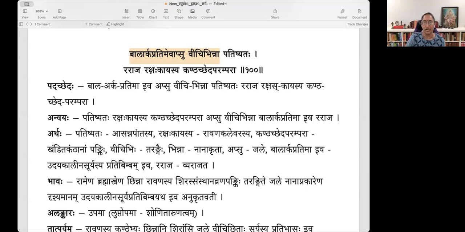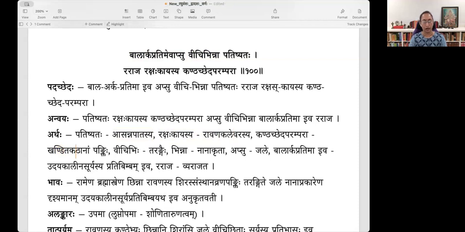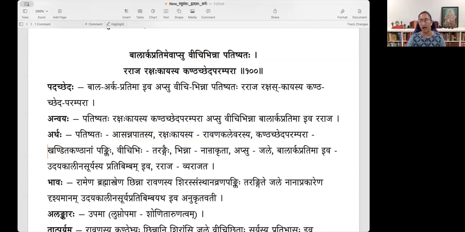Patishyataha is one who is going to fall. So, within moments, asannam is very close. His falling is very close. Tatha bhutasya rakshakayasya ravana kalevarasya ravanasya sharirasya kantacheda parampara khandita kanthanam panktihi vichibihi tarangaihi bhinna nana krita. It was split by the waves. Apsu, jale. Ap is bahuvachanam strilingam, a nitya bahuvachanam word. So you have only apaha, apaha, abhihi, abhyaha, adbihi, abhyaha, adhyaha, apsu. Apam, apsu. So you will have only the bahuvachanam declension forms there. So, apsu in the water, balarka pratima iva, udayakalina suryasya pratibimbam iva, raraja, vyarajata.